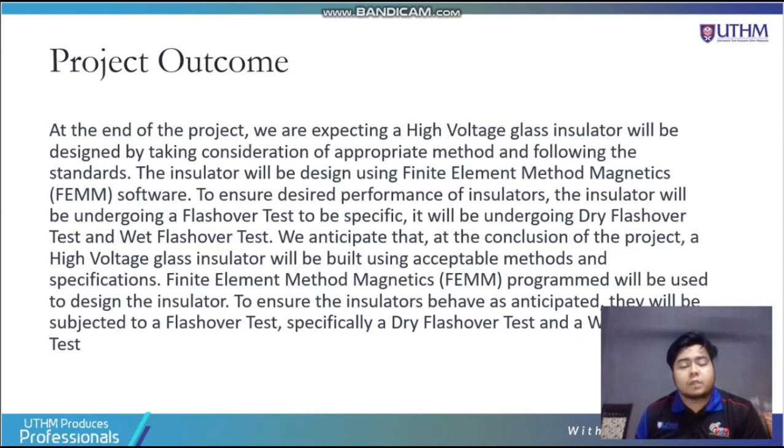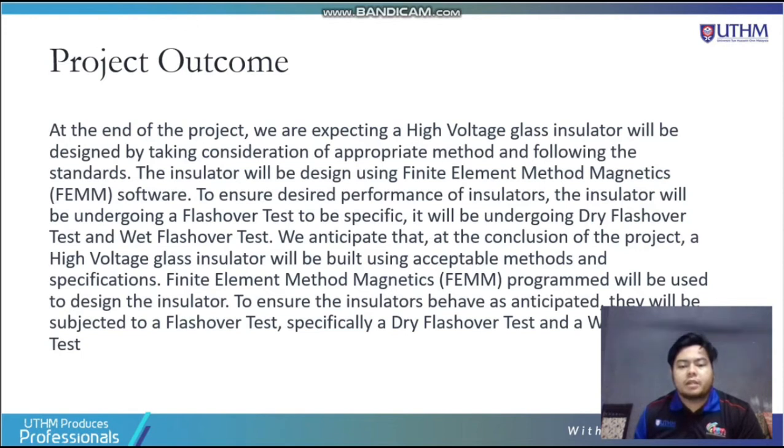Lastly, project outcome. At the end of the project, we are expecting a high voltage glass insulator will be designed by taking consideration of appropriate method and following the standard. The insulator will be designed using finite element method magnetic software to ensure desired performance of insulator. The insulator will be undergoing a flashover test to be specific. It will be undergoing dry flashover test and wet flashover test.